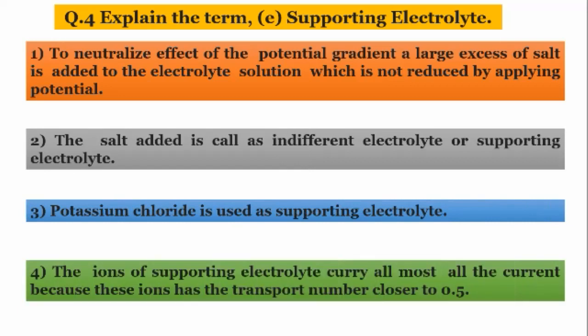The ions of the supporting electrolyte carry almost all the current because these ions have a transport number close to 0.5. KCl and KNO3 are generally used in the salt bridge, as you know, because both the ions have the same transport number, near about 0.5. Okay, this is about the supporting electrolyte. Sometimes all these terms come up in this explanation, and we will see again a short video for this particular part.